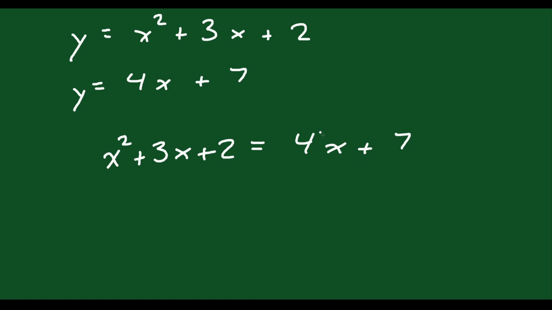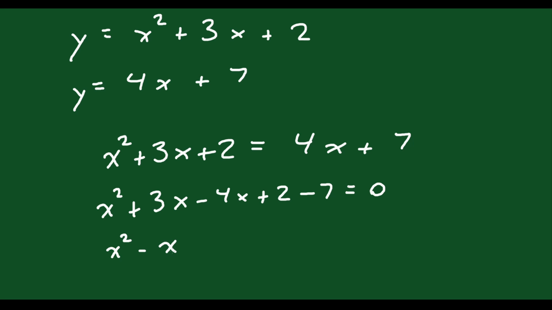So now we move everything to one side and we collect like terms. So x squared plus 3x minus 4x plus 2 minus 7. So I just move that 4x and the 7 to the left. Now we collect like terms. You get x squared minus x minus 5 equals 0.